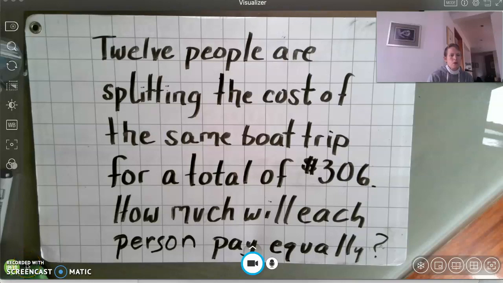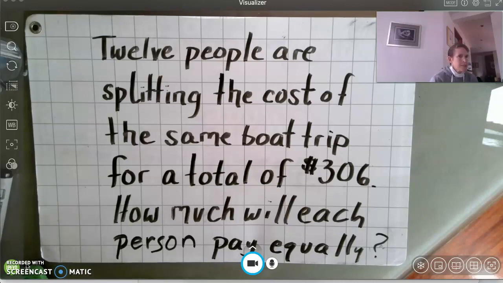So this week you are going to be trying to figure out if a word problem is a multiplication word problem or a division word problem. So let's dissect this problem and see if we can figure out what are some tricks to help us figure that out. 12 people are splitting the cost of the same boat trip for a total of $306. How much will each person pay equally?